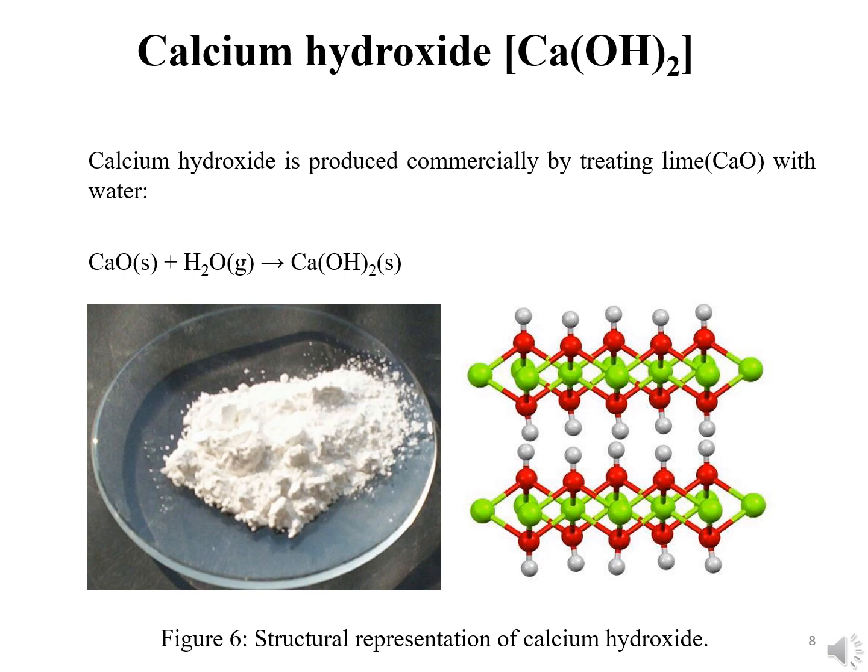Calcium hydroxide, traditionally called slaked lime, is an inorganic compound with the chemical formula Ca(OH)2. It is a colorless crystal or white powder and is produced when quicklime is mixed or slaked with water. Calcium hydroxide is produced commercially by treating lime with water, as shown in the reaction below. Here in figure 6, the structural representation of calcium hydroxide is shown.